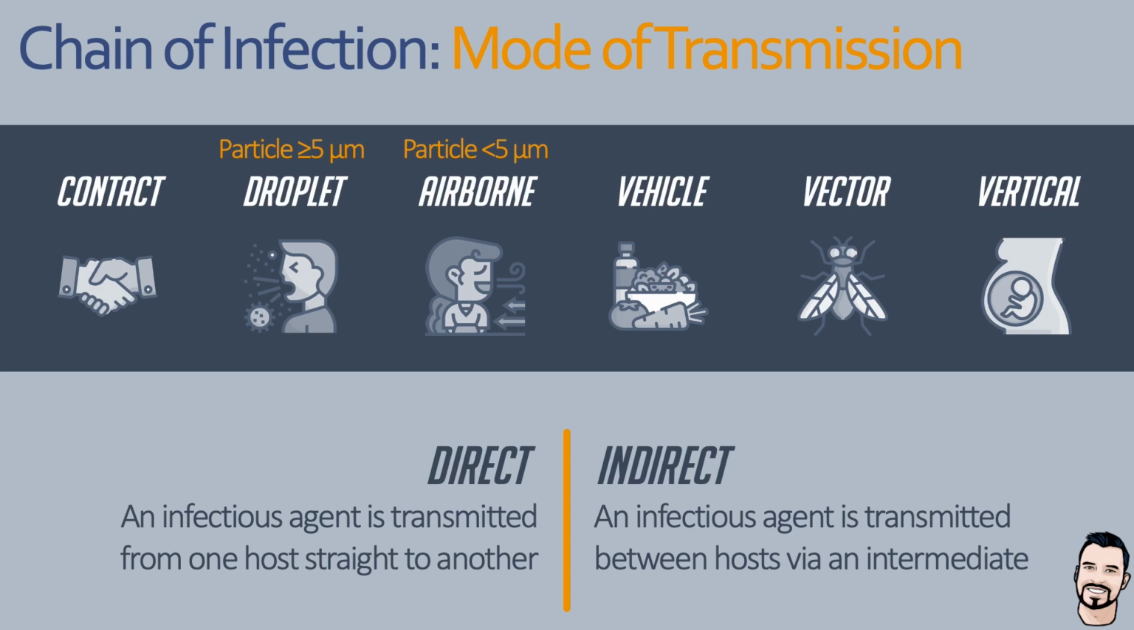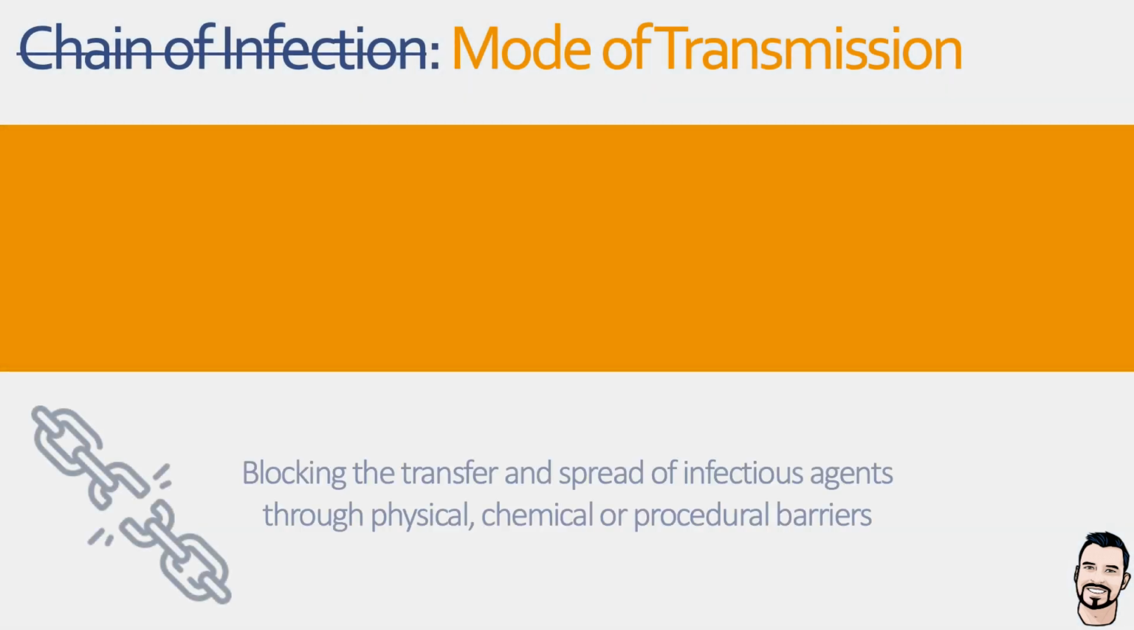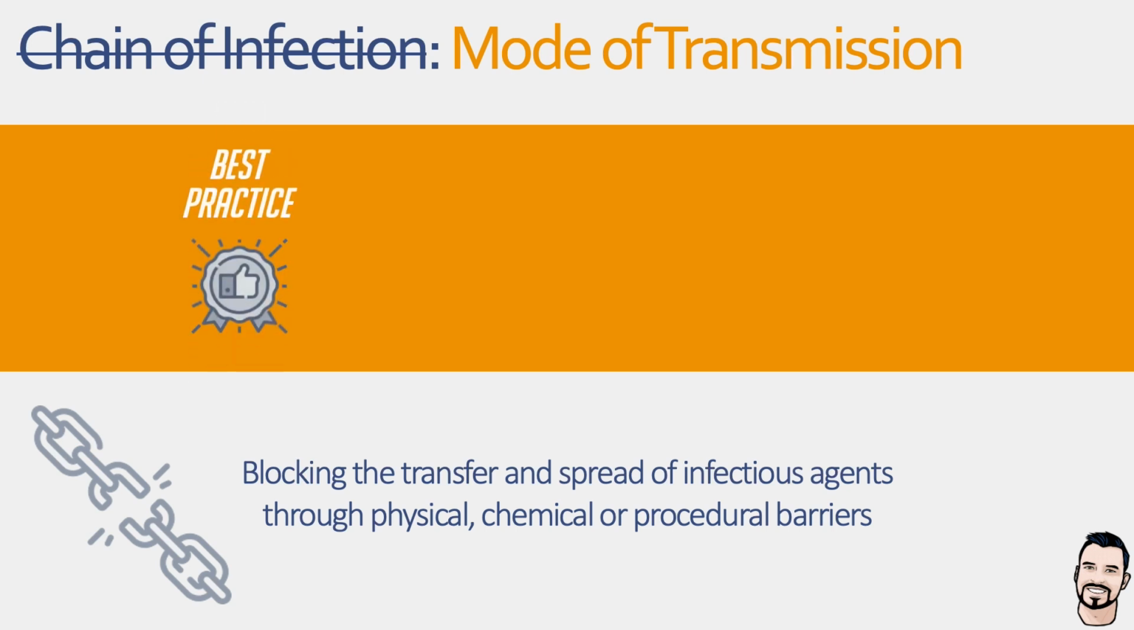And so the key difference between the two is whether the pathogen moves straight between people or whether something else carries it along the way. And once again, we need to be thinking about how we can break the chain of infection at this stage. And so we need to be thinking about things like best practice, particularly in high-risk settings.